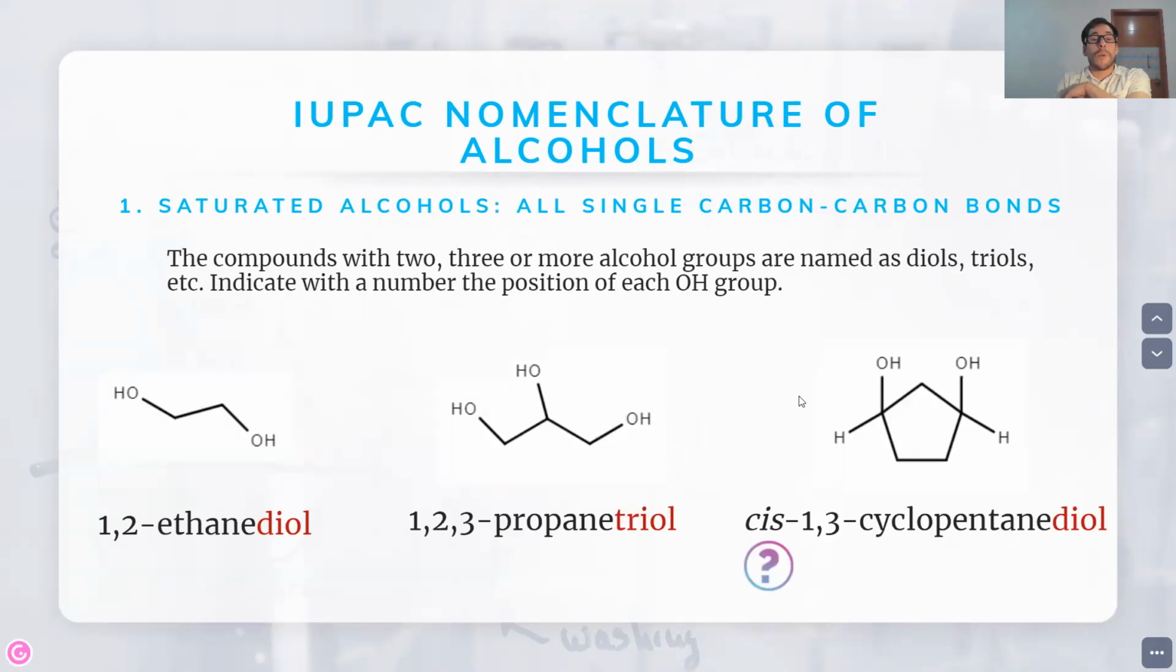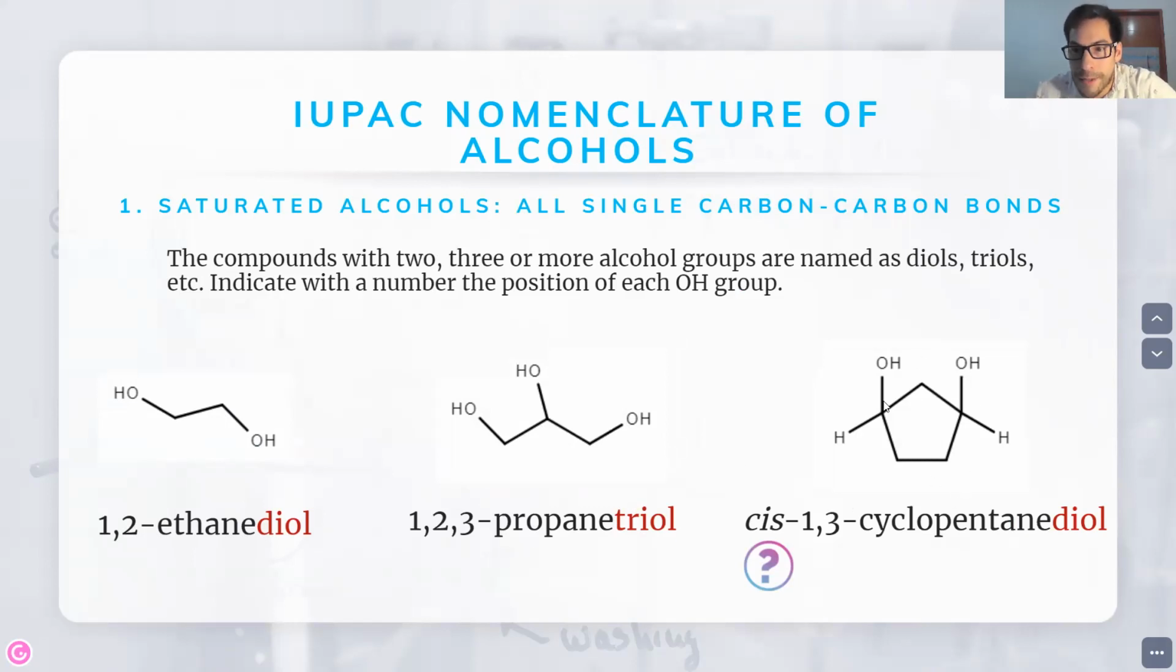When we have two or three or more alcohol groups attached to a hydrocarbon, we have to call them diols, triols, etc. And we indicate with a number the position of each OH group. So here we have 1,2-ethanediol. As you can see, on carbon 1 and carbon 2, we have OH groups. So we have to call it a diol. And here we have one with three: 1,2,3-propanetriol.